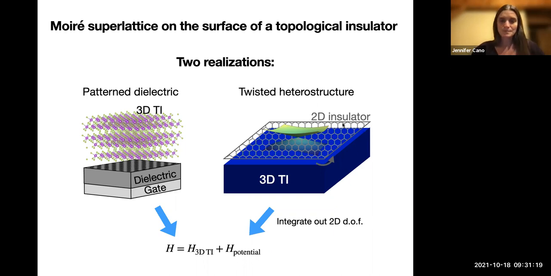varying potential. And so these are two different physical pictures, which at least in an idealized limit will lead to the same Hamiltonian. It'll be the Hamiltonian of a 3D TI plus some spatially varying potential on the surface of the 3D TI. And we're going to treat that potential to only have one slowly varying wavelength, or in other words, have just one relevant wave vector.